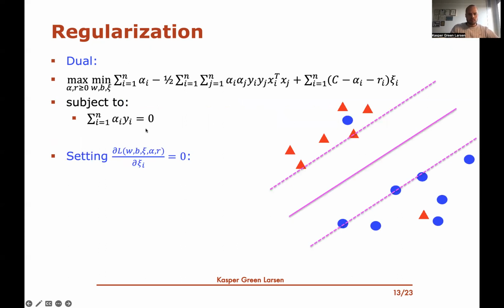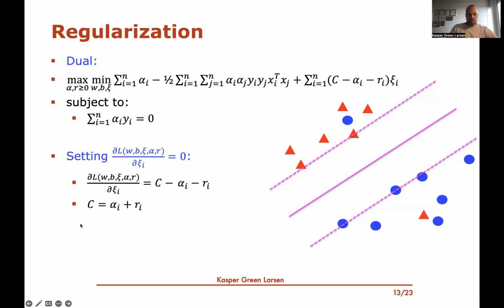Good. Of course, we could also compute the partial derivatives with respect to these psi i's, and those should also be set to 0. That's one of these KKT conditions. If we look at this whole expression, the only term involving psi i is this linear term. With respect to psi i, you just get the single term C minus alpha i minus ri. And this has to equal 0, meaning that C has to equal alpha i plus ri. That's all we're doing here, we're just setting this to 0. Okay, so C has to equal alpha i plus ri.